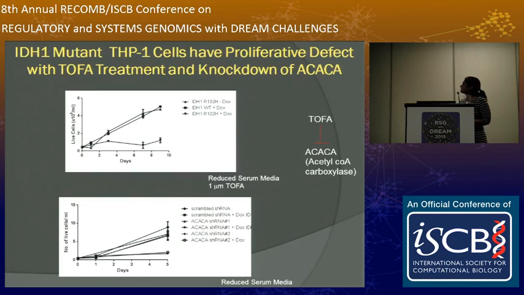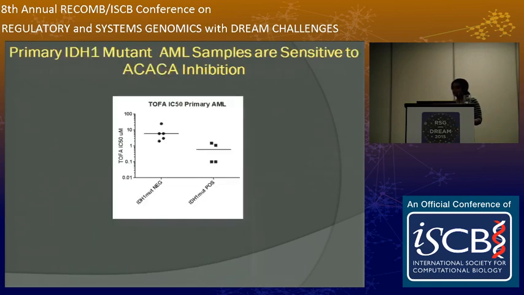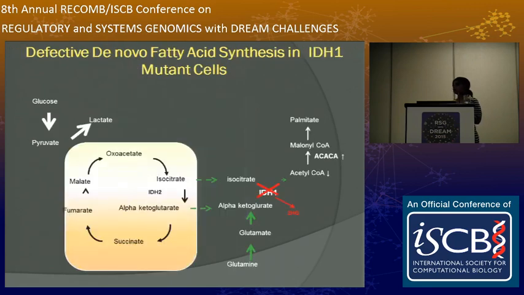TOFA inhibits this gene ACACA, which is acetyl-CoA carboxylase. Both with drug treatment as well as with shRNA knockdown of ACACA, we find that the IDH mutants have a very strong proliferative defect compared to the wild type. We see the results also in primary AML cells, where the mutant cells require much lower doses of the drug compared to the wild type cells. At this point, we feel somewhat confident that we have identified a true synthetic lethal interaction, and we are following that up with more in vivo studies to see if this could be a therapeutic candidate. And just a quick note on mechanism, to make sure that this was plausible.